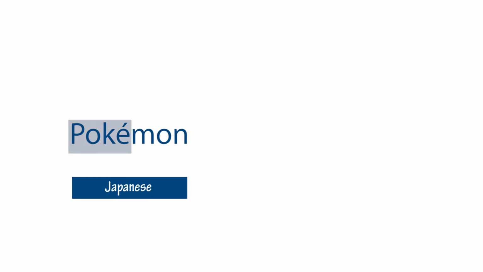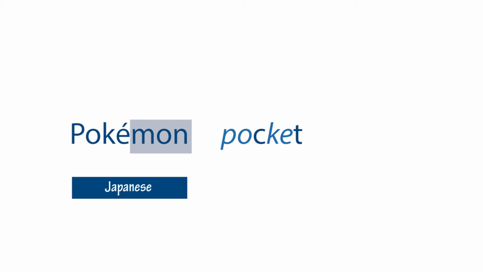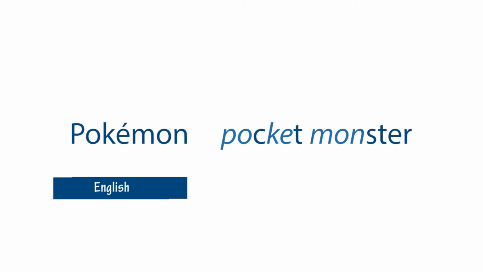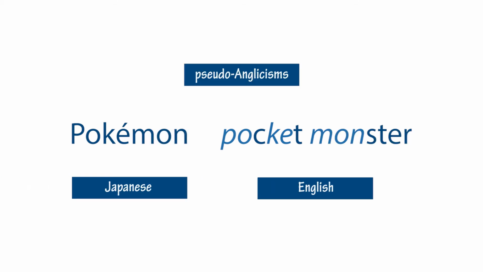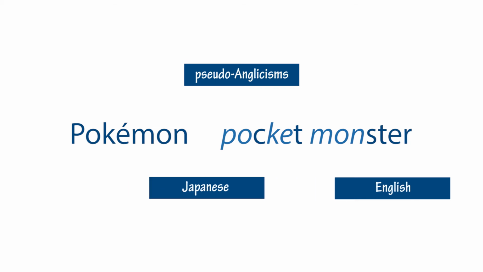For example, the word Pokemon in Japanese is made up of poke, coming from pocket, and mon, coming from monster. Instead of saying pocket monster, in English you could clip the words and say Pokemon. But English speakers have not done that. Japanese speakers have done that.